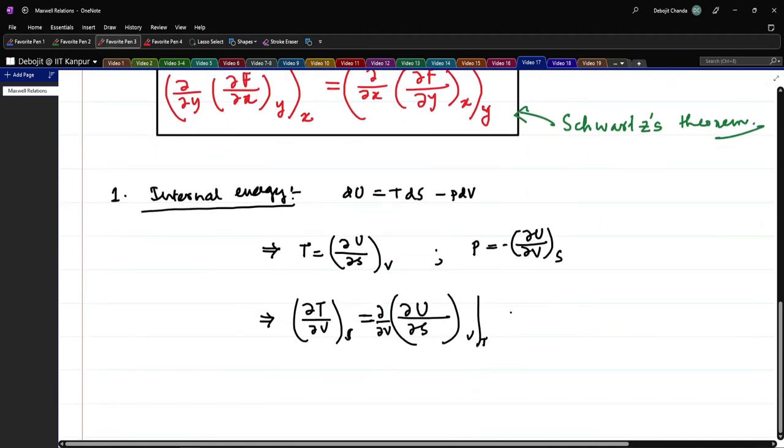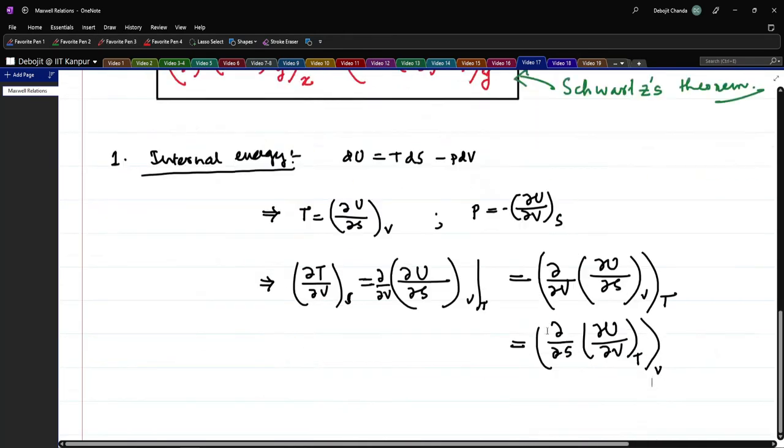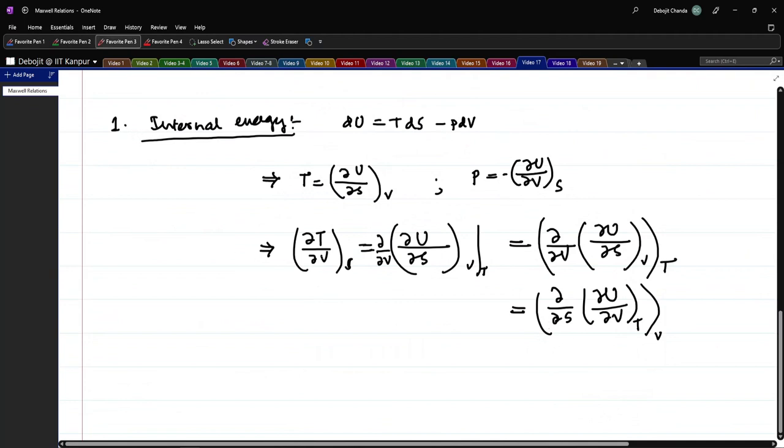So let me write it a bit more clearly. This can be written again like this, so this is T and this is V. This can be written from the Schwarz theorem. So we obtain that del T del V is equal to this.